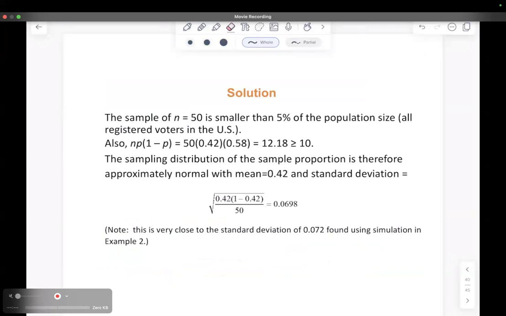We already just did this. In our simulation, we got a standard deviation of 0.072. This is very close. But important things: our sample of n equals 50 is less than 5% of the population of the voters in the US. This right here, greater than or equal to 10, that's good. So my standard deviation is that, and if I needed to do math with this, I could.